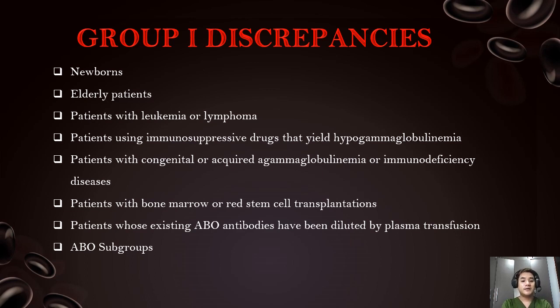So for elderly patients, we have learned that antibody production peaks between 5 to 10 years of age and gradually declines with age. So, elderly patients already have a potentially lowered or depressed production of antibodies, now affecting the production and expression of the ABO antibodies.